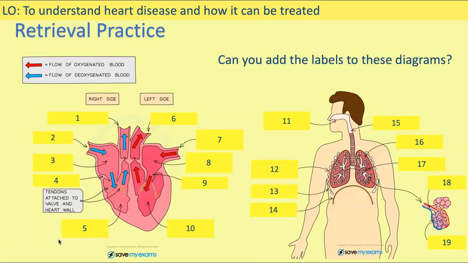For these questions, see if you can add all of the labels to these diagrams. Write the numbers onto your piece of paper and write down the label that associates to that number next to the number on your page. Make sure you pause the screencast. Once you're finished, play the screencast and we'll go through the answers.